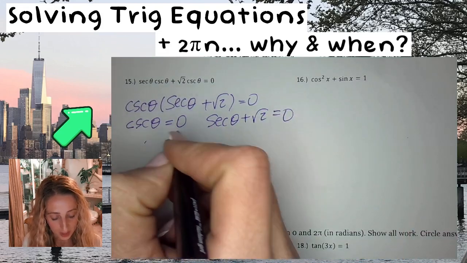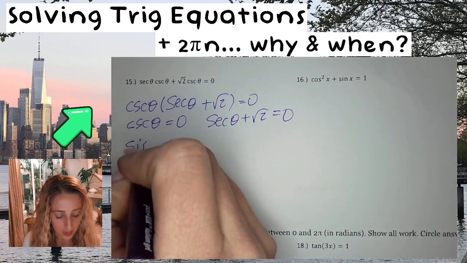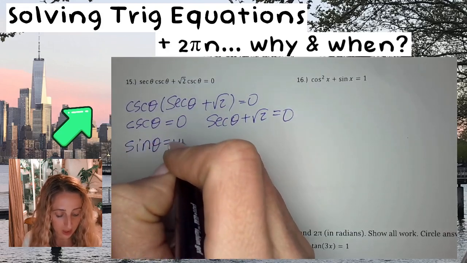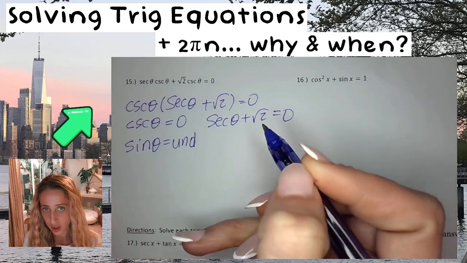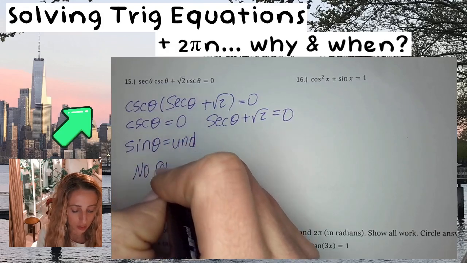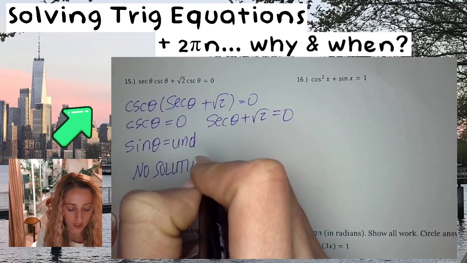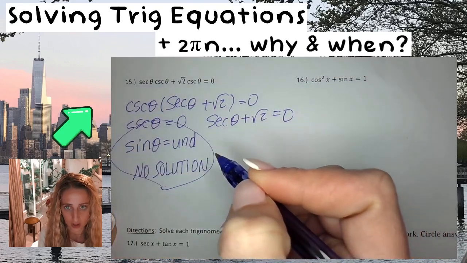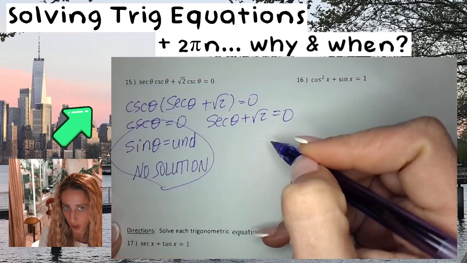If I'm asking when does cosecant theta equal 0, that means I'm really asking when is sine of theta equal to undefined. Sine of theta is always defined, and cosecant never equals 0. So this part here has no solution. This gives us nothing over here, okay? But that doesn't mean this part gives me no solution.